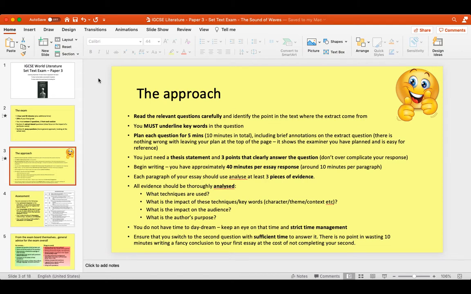Must underline keywords, very, very, very important. If you don't answer the question fully, that's going to hurt your final response. It's very important that we underline those keywords and make sure we're really answering that question.